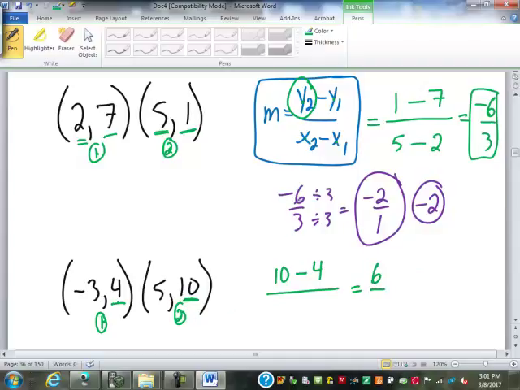Okay, so down on bottom here, x2 is going to be what? 5. Good. Point 2, x coordinate is 5. Minus x1 will be negative 3. Point 1, x coordinate is negative 3. 5 minus a negative 3 is 8. And of course, this reduces. Both of those divide by 2. That gives me a slope of 3/4.